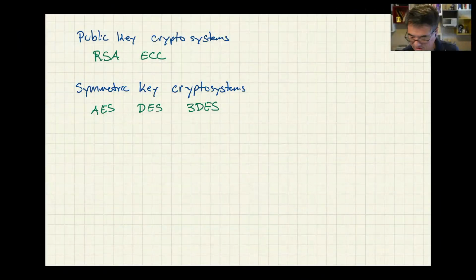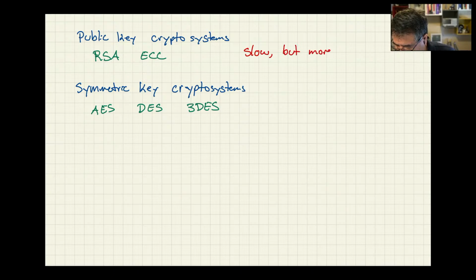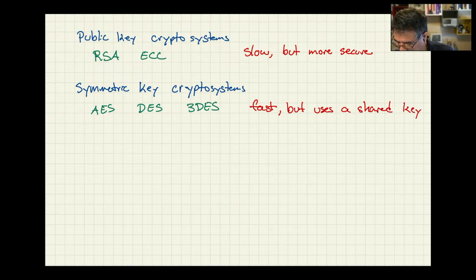So I guess let me update these notes here with some of the things I said. This is slow, but more secure. And then symmetric key is fast, but uses a shared key.